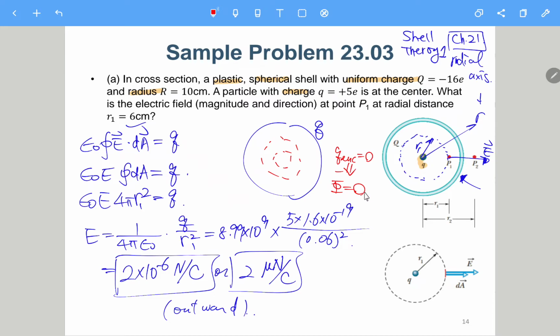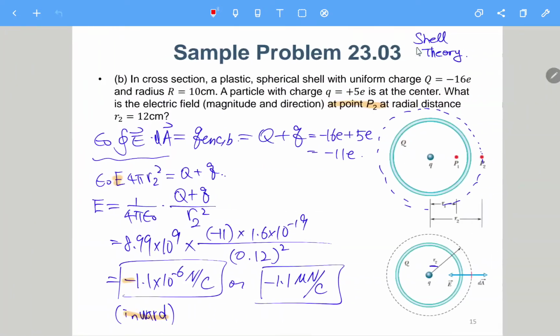Since the sum is 0, it means that for all the points on this Gaussian surface, E should always be 0. It shouldn't be that some are positive and some are negative and they cancel out, as long as we draw the sphere sharing the same center. So this is shell theory 1. We can check it back later.